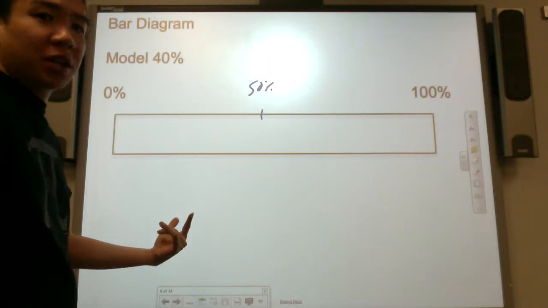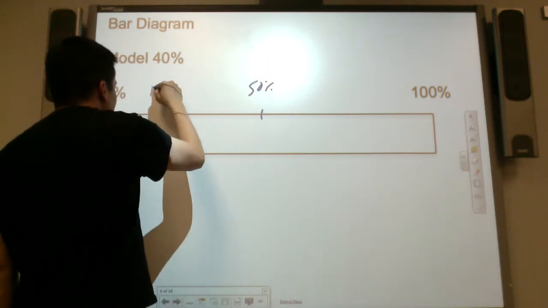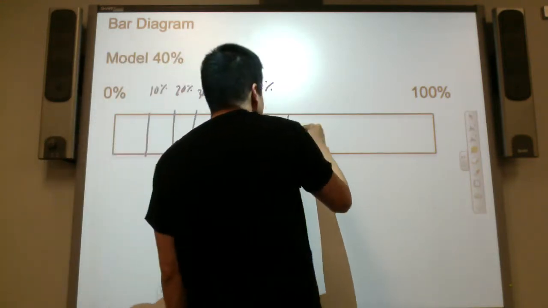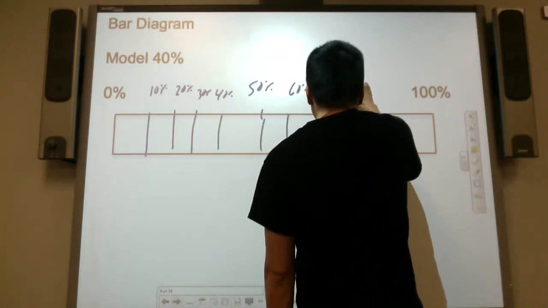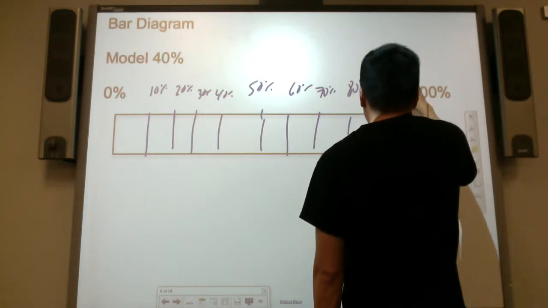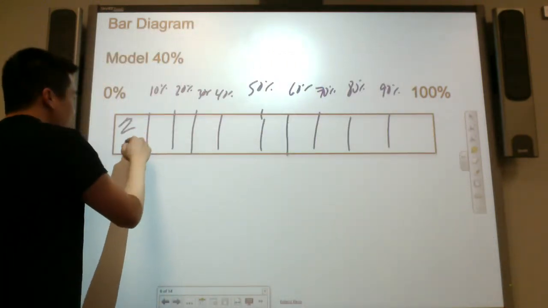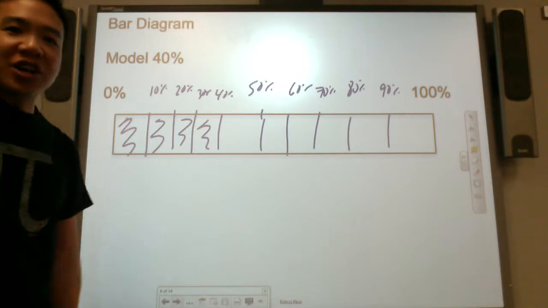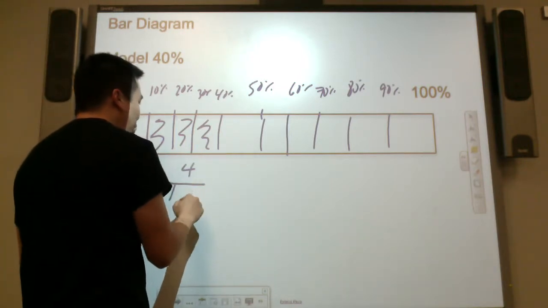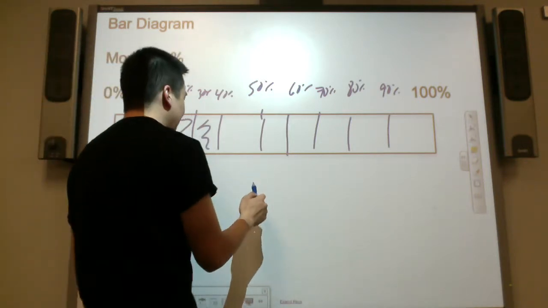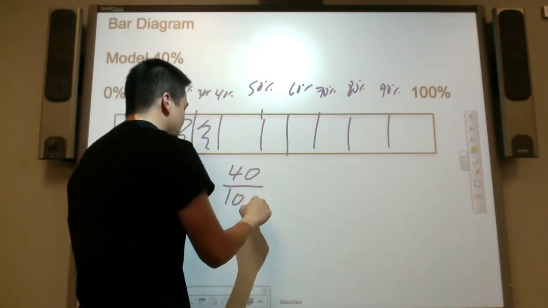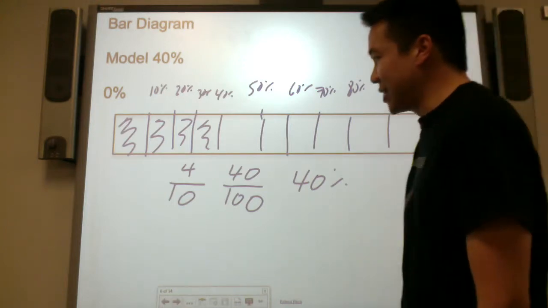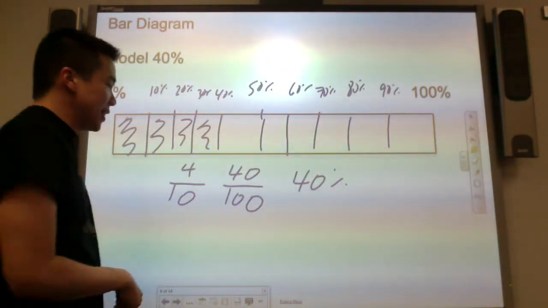But you know what? I'm going to break this down into sections by 10%, 20%, 30%, 40%, 60%, 70%, 80%, and 90%. So I'm going to model 40%. As you can tell, 40% is less than 50%. If I ask you what fraction did I just shade, you'll say I shaded 4 out of 10. Another way to say it is I shaded 40% out of 100%. Or I shaded 40%. All of these mean the exact same thing. 4/10 is the same as saying 40 hundredths, which is the same thing as saying 40%.